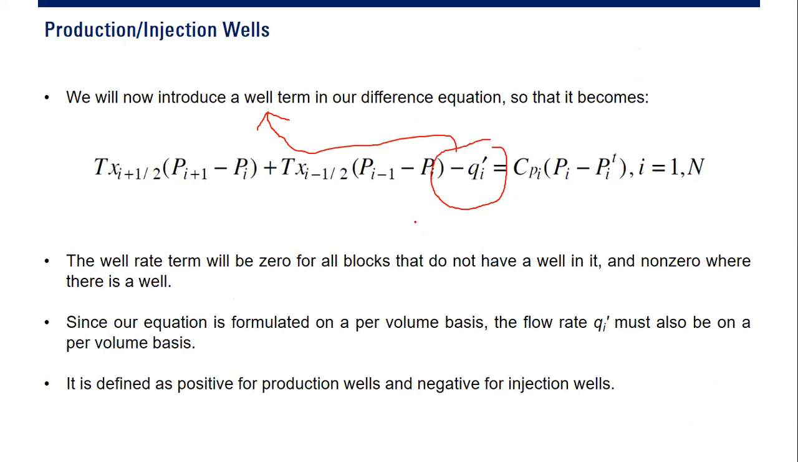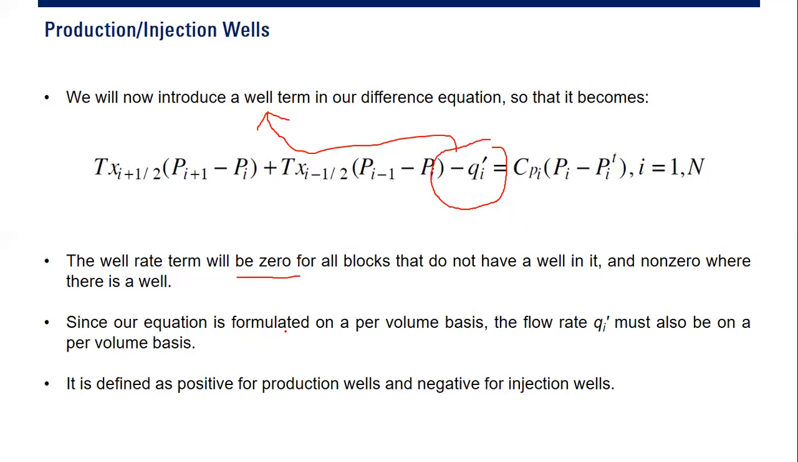Yeah, so we will introduce a well term in our difference equation. The Q comes from the well. The well rate term will be 0 for all blocks that do not have a well in them, and non-zero where there is a well. So Q in all blocks will be 0 if the block does not have a well, but if there is a well in that block, then it will not be 0.